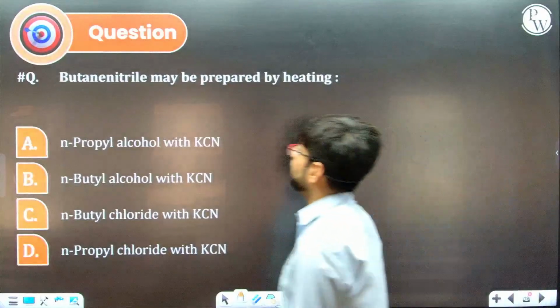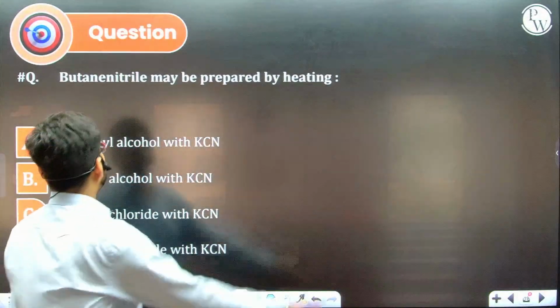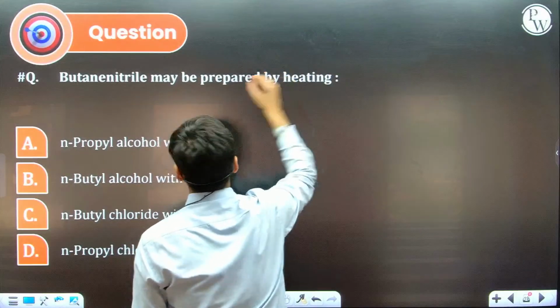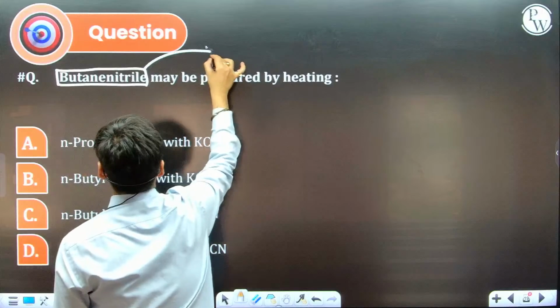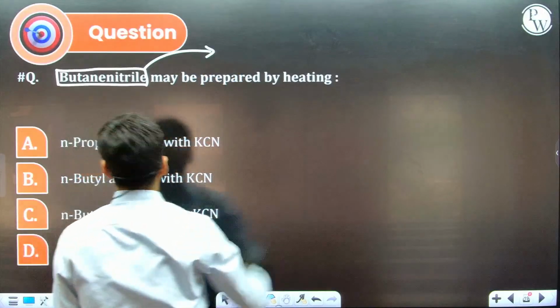Next question. Butane nitrile may be prepared by heating. Now what is butane nitrile? This is butane nitrile. Butane nitrile is this.